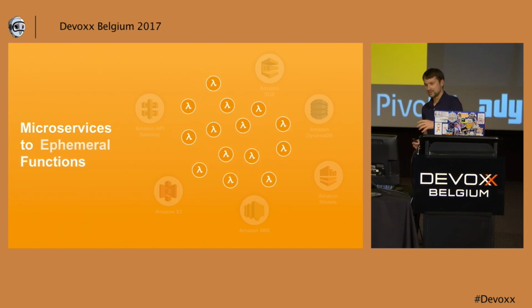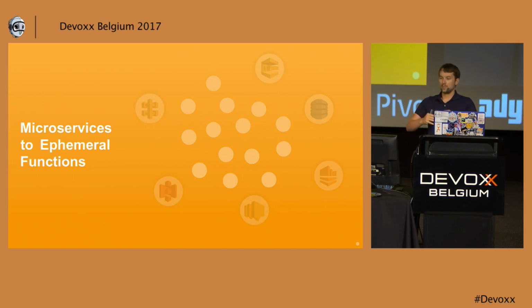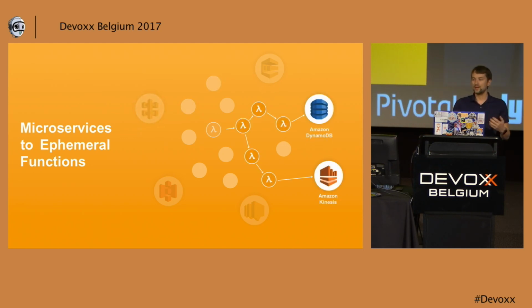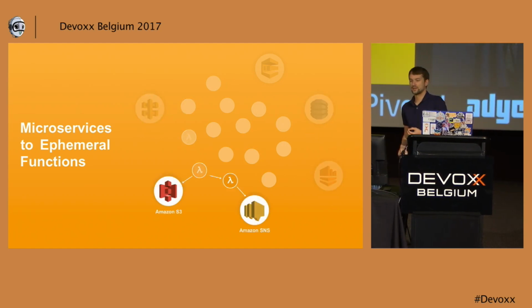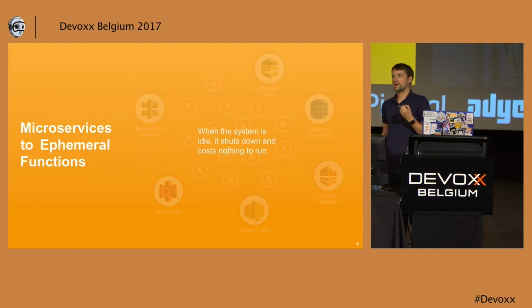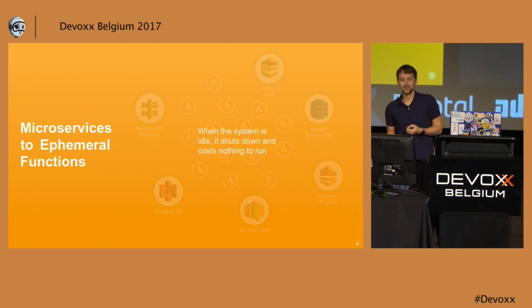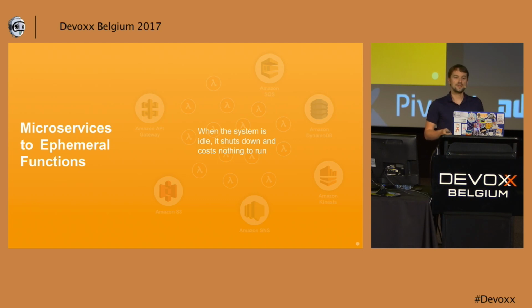And what will happen is these ephemeral functions will only be invoked when they need to be. So they're not sitting around idle all the time like your old servers would. They're only being invoked when some event is triggering them. This is a very powerful concept. It allows you to start thinking about infrastructure in a completely different paradigm. And it costs nothing to run these things when they're not running.